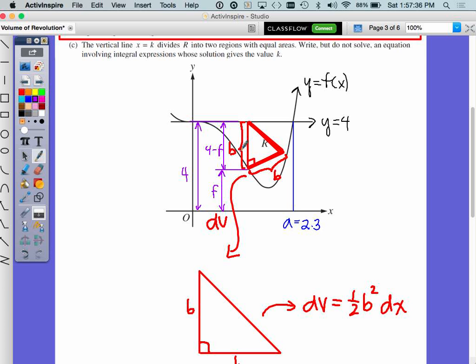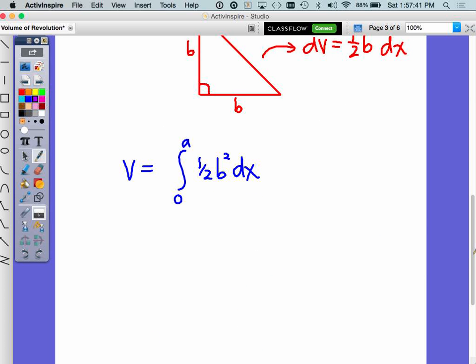So now I know that B is equal to 4 minus my function, and I can put that straight into my expression. So I now have the 1/2 here is a constant. I'm going to pull it out in front of the integral. I'm integrating from 0 to a still. B I've now defined as 4 minus f at x, quantity squared because the b is squared, times dx.